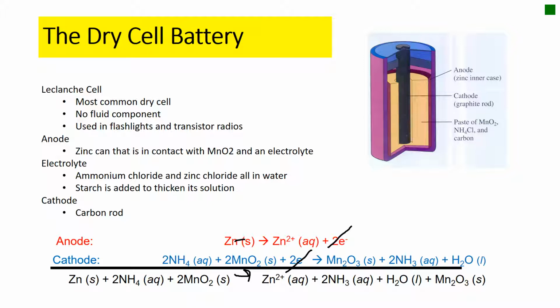Then you have your Mn2O3, and that's going to go at the bottom. Then you have 2 NH3, that goes at the bottom too. Then you have your waters, and that goes at the bottom too because it doesn't have another same compound to cancel it out, so that's going to be your overall reaction.